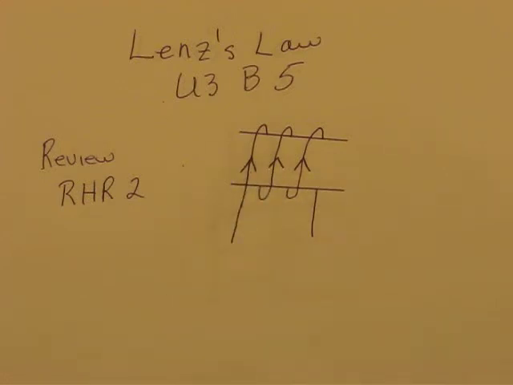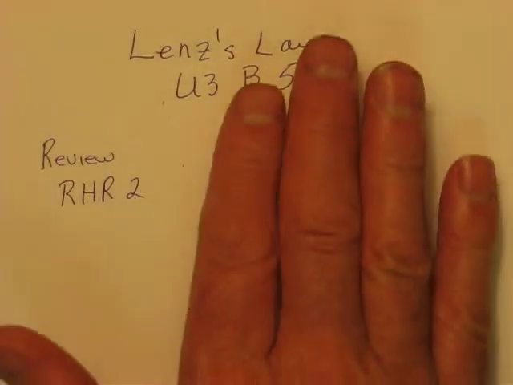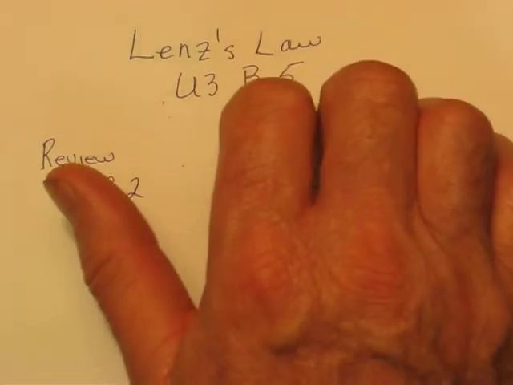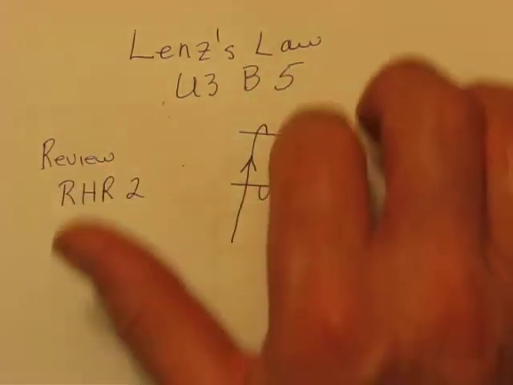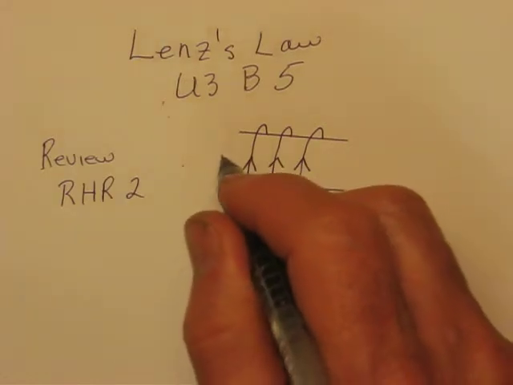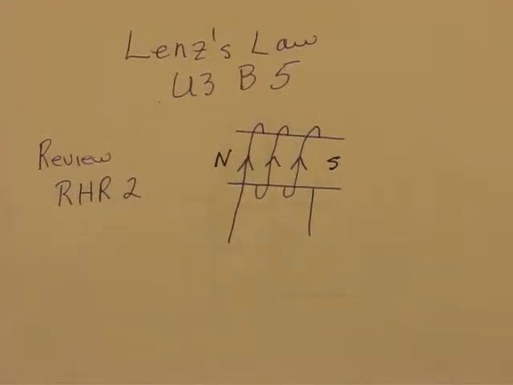The rule says, take your right hand and align your fingers with the flow of the current. So that would be something like this, as if I'm wrapping it around like this. The extended thumb will point towards the North Pole. This would be south. If you understand the second right-hand rule, then you're ready to discuss Lenz's law.